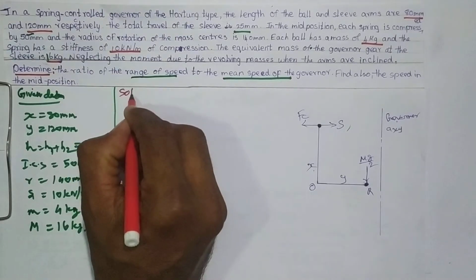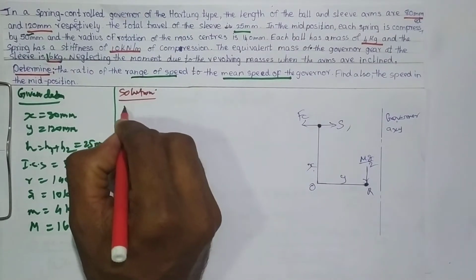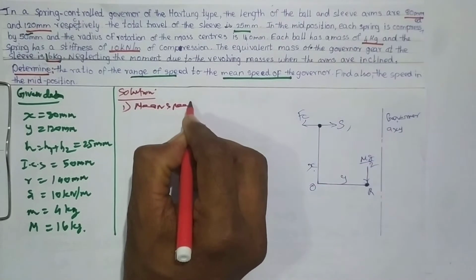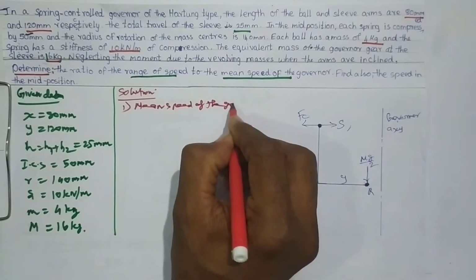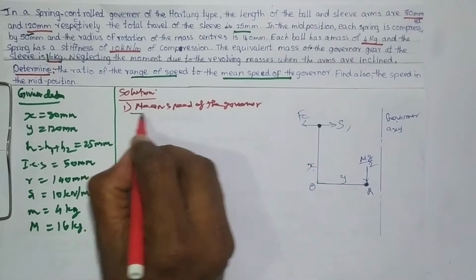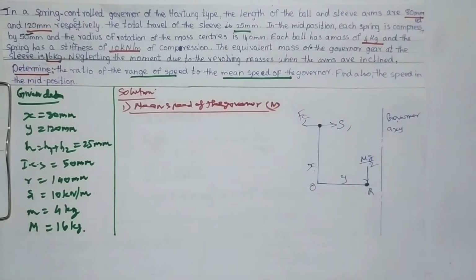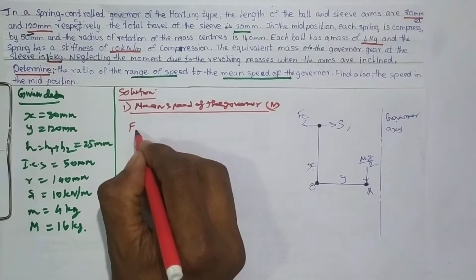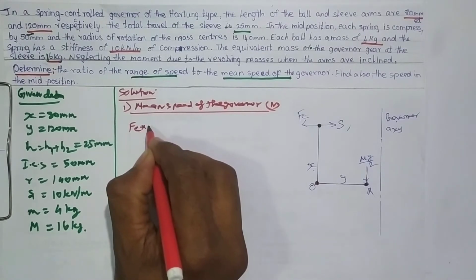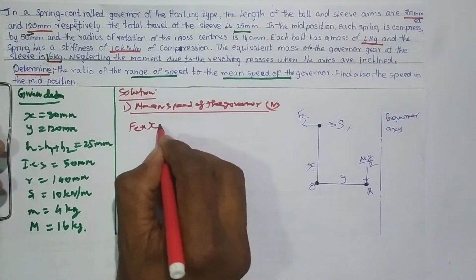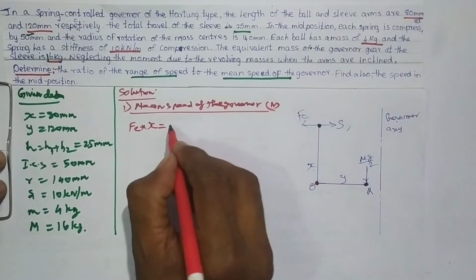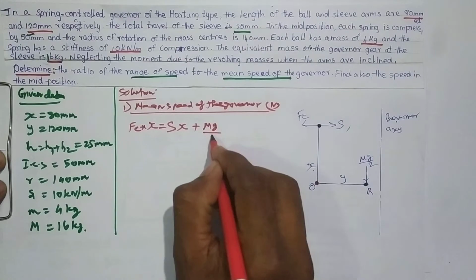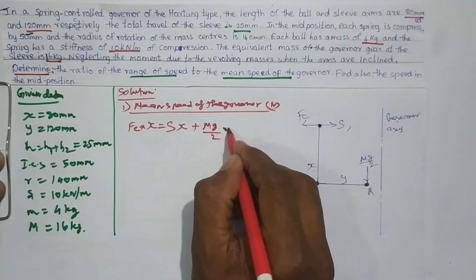First, you should find out the mean speed of the governor. The mean speed of the governor is a very important one, that is n1, you should find out. So take the moment about point O. So Fc into x equals S into x plus mg by 2 into the horizontal distance y.